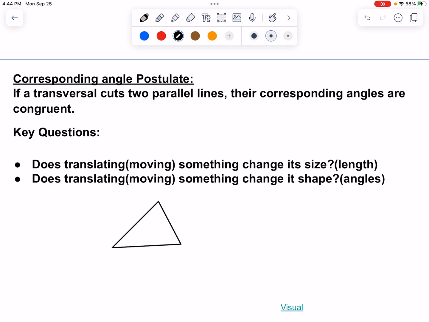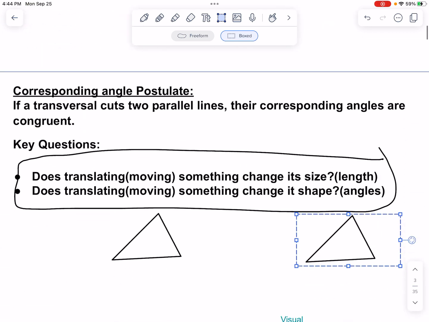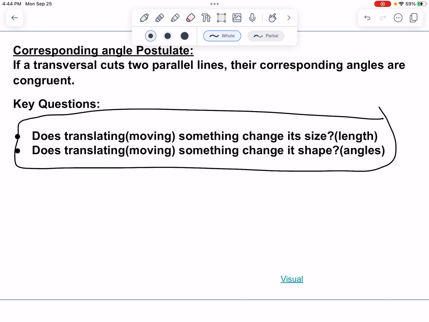Okay, so this proof kind of stems on the fact that these two questions: does moving something change its size or its shape? Right? Translating is just a way for moving. So say I have a triangle, and I just take the same triangle, so I'm just going to copy and paste it, but I put it over here. In other words, I moved it, right? Will it be the same size and the same shape? Yes, it will, right? I didn't do anything to the triangle. I just moved it. So I didn't change the shape or the size, so those will still be congruent. And this will always be true. If I move something, and they were congruent before I moved it, it'll still be congruent.